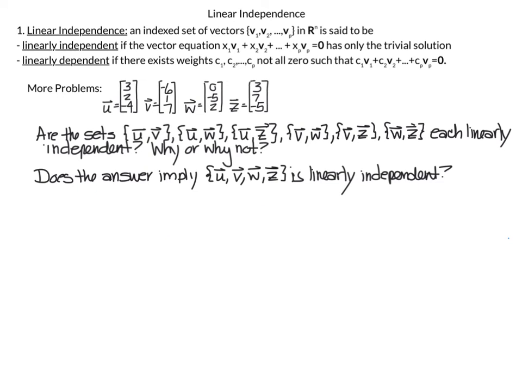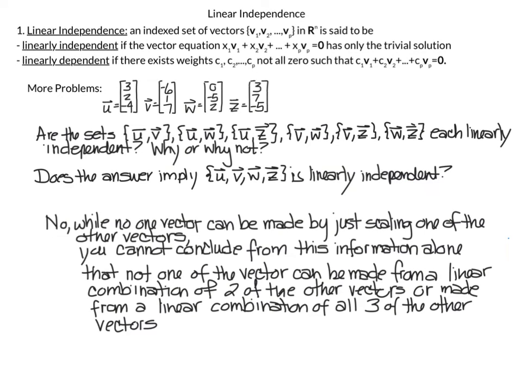This next problem uses the same four vectors, u, v, w, and z. We found that these pairs are all independent. So does that answer imply that u, v, w, z, the four vectors together, are linearly independent? And the answer is, while the four vectors may be linearly independent, pairwise independence does not guarantee this. So the answer is no. It's not sufficient evidence to say that they are linearly independent.